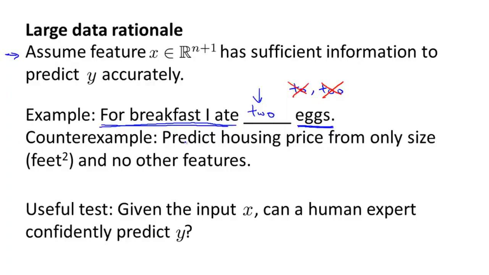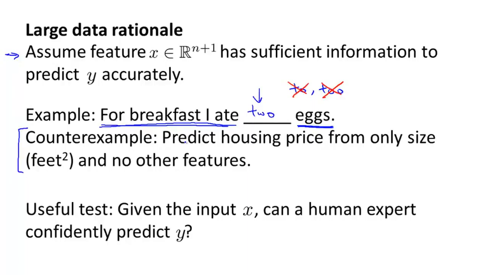So that's an example of where the features X have sufficient information to predict Y. For a counterexample, consider the problem of predicting the price of a house from only the size of the house and from no other features.